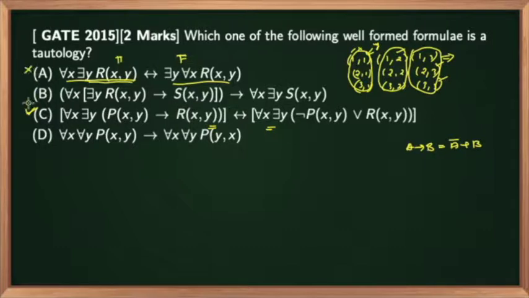Now if you see the choice B, it's very easy because you have R of xy here, and you don't have R of xy in the right hand side, right? So you have to make basically true implies false, right?